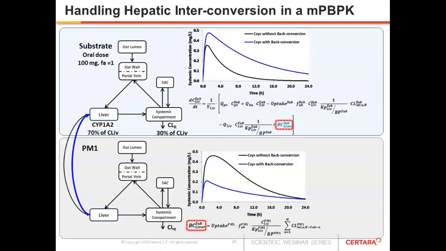In this particular example, after we have incorporated the back conversion pathway, we get increased exposure to the substrate while decreased exposure to the primary metabolite, as shown with the blue lines on the right-hand side. This is just a theoretical example showing you how the model works. In reality, the impact of metabolite back conversion is dependent on multiple factors, such as the fraction of the substrate metabolism leading to metabolite formation, and also how strong the back conversion pathway is compared with the other elimination pathways for the metabolite.